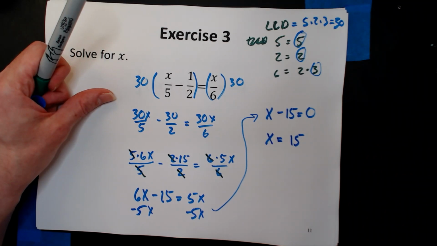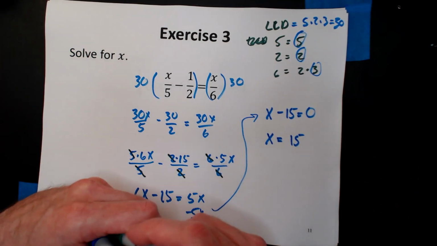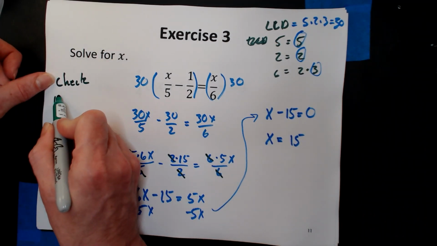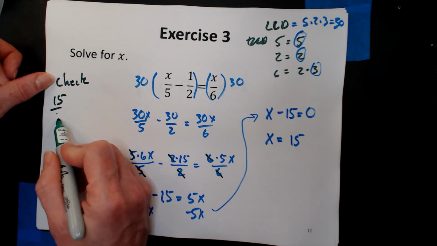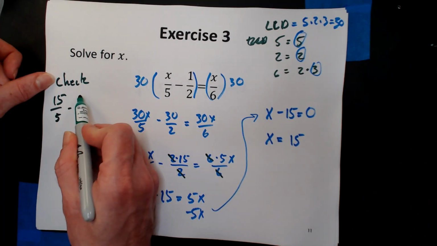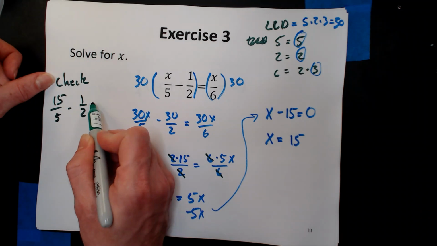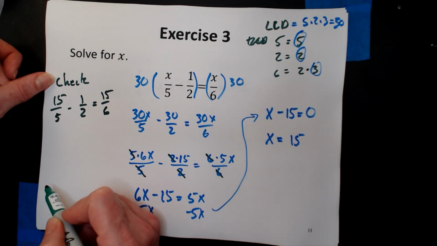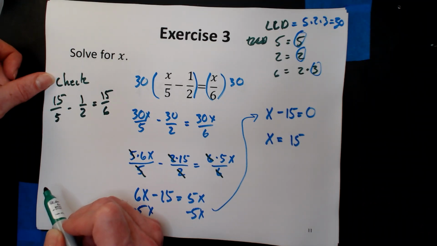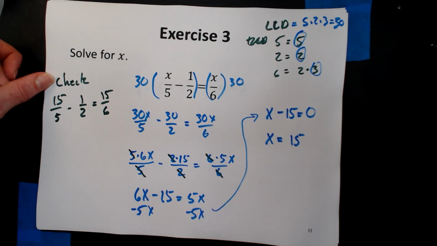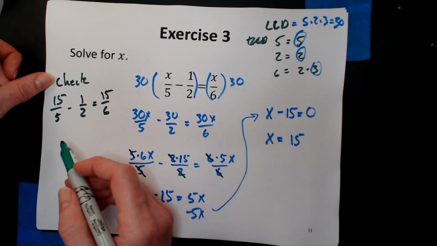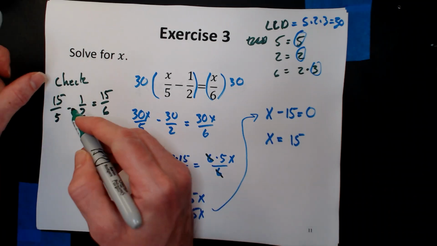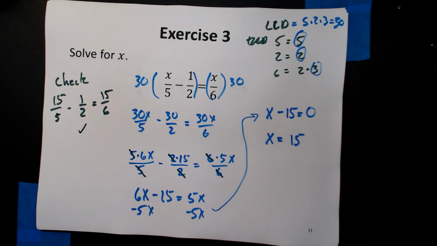Alright. Once again, you can always check to make sure that this is the correct answer. You could go check, and you could have 15 over 5 minus 1/2 equals 15 over 6. Yep. So you could do this, you do the math, multiply everything by 30, you're going to get the same thing. It's going to check out. You can punch it in your calculator too, and check it out as well.